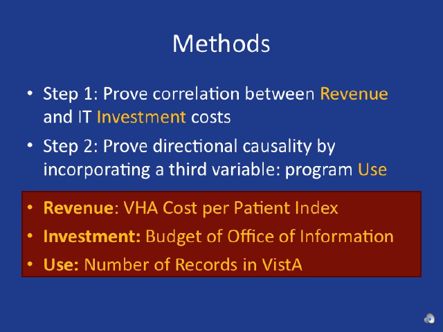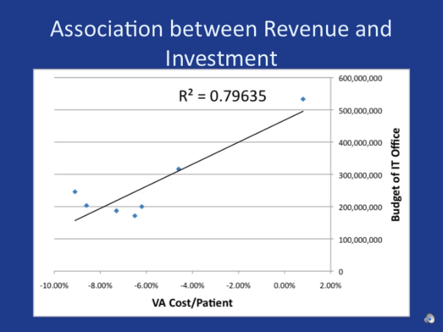After we establish a relationship between revenue and investment, we can attempt to prove causality by incorporating a third variable, use. The information on the number of records in the VISTA program can be used to measure program use. Let us first now establish correlation. This is a scatter plot relating revenue and investment cost. From the R-squared value shown, we were able to prove that revenue correlates to investment by taking its square root.